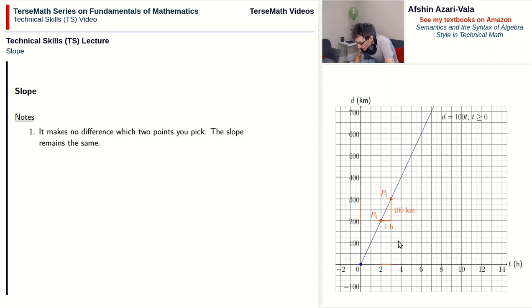I can even pick 2 points which are close, 1 hour apart, and in that hour I drove 100 kilometers, and the slope is 100 kilometers divided by 1 hour, which is 100 kilometers per hour. So again, it makes no difference which specific 2 points you pick, the slope will be the same.